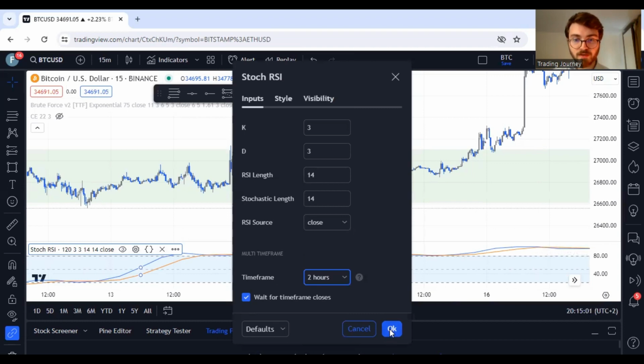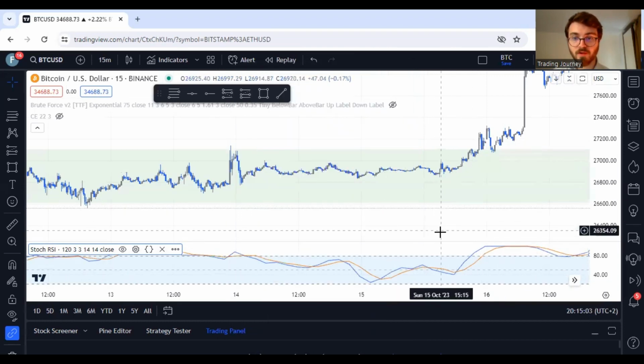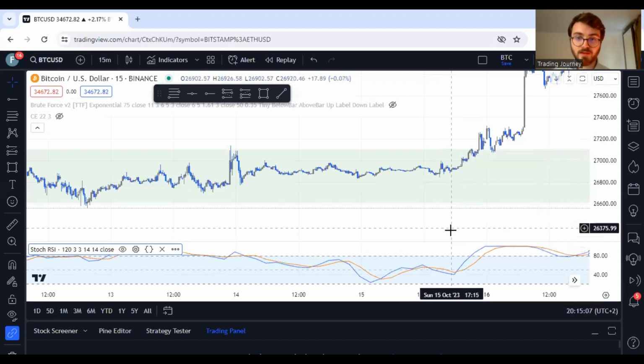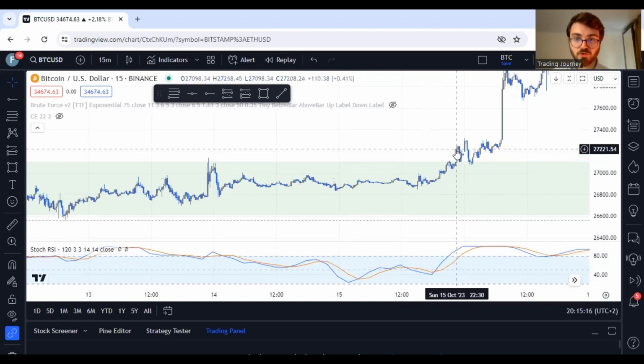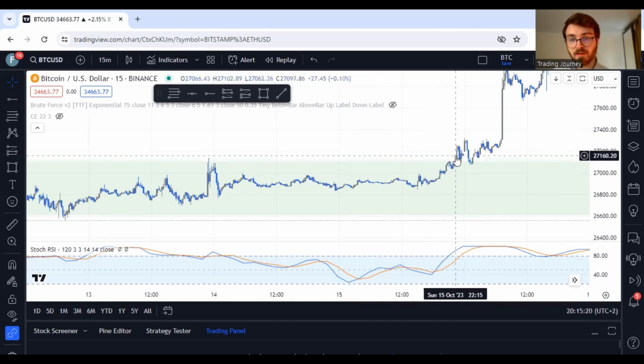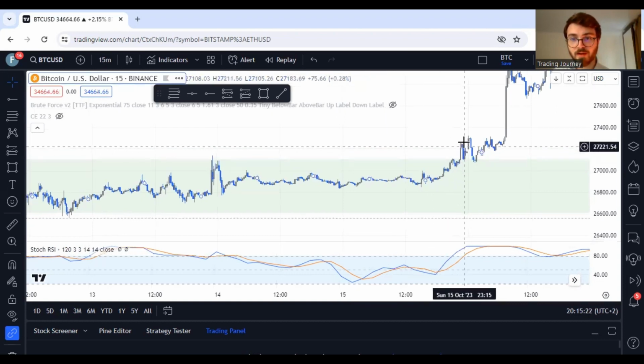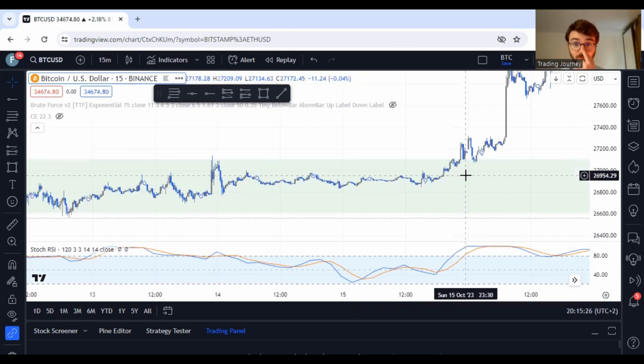So yeah, you can change to the 2 hours, for example, to have even smoother signals. And what we can see here is that we have a crossover of the RSI. And then when it's in the overbought area, we have this huge candle. And what that means is that probably the market is a bit oversold now and it will retrace for a bit.